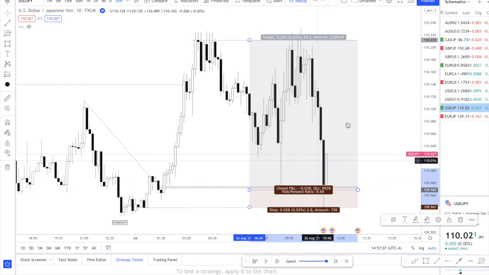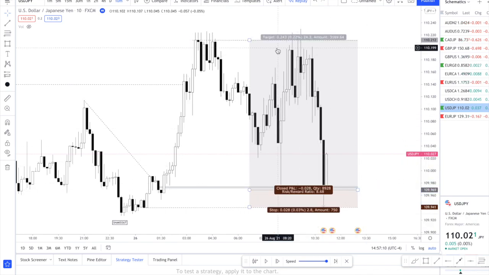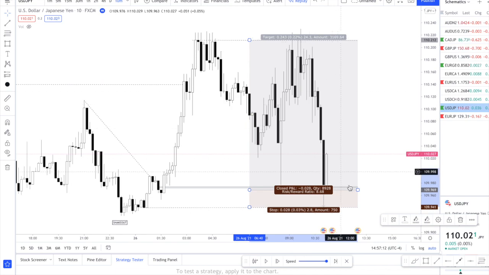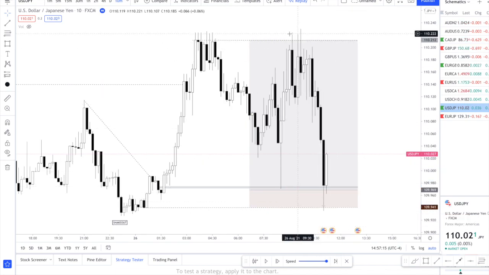So I didn't collect partials because I actually wasn't home when this happened. Because my partial, as you guys see, would have hit stop loss. Thank God I just got taken out in time. But that was my trade.